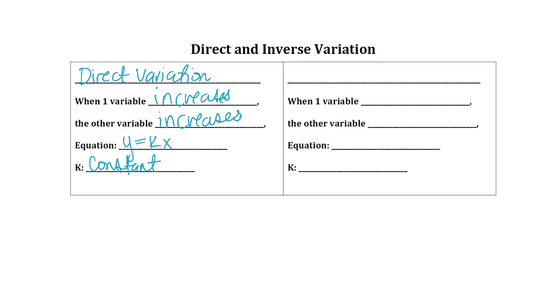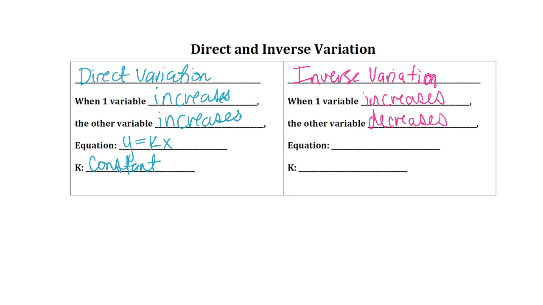Okay, so if that one's direct, the other thing we're talking about is inverse variation. So if direct means they're going in the same direction, inverse means they're going in opposite directions. So when one variable increases, the other variable decreases.